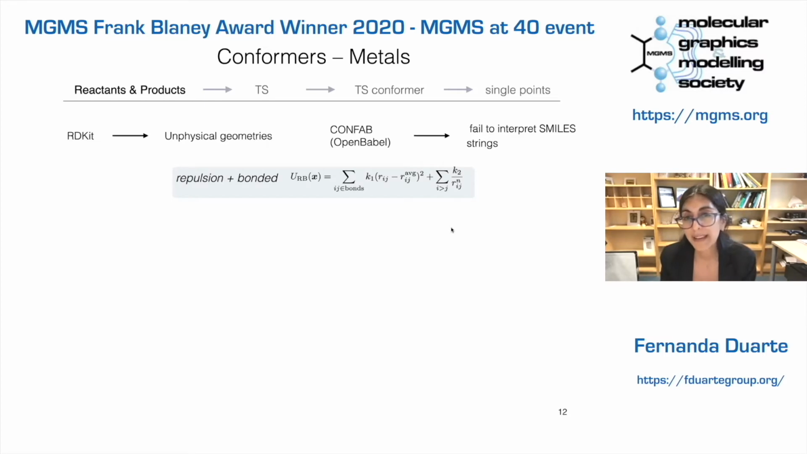But with metals it is very difficult. So we did have to develop a new way to obtain conformers for metal complexes. That is based on a repulsion bonded term that is very simple and has no quantitative meaning. Our goal was simply to obtain meaningful geometries at the start.